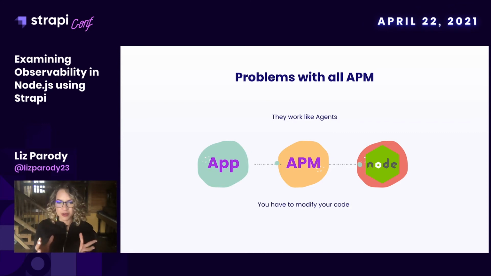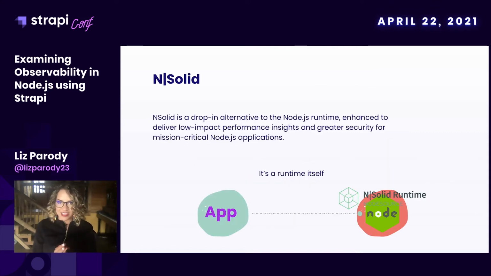It's an enterprise runtime for Node.js and it adds minimum overhead. I don't have to modify your code at all. NSolid. NSolid is a drop-in alternative for the Node.js runtime, enhanced to deliver low-impact performance insights and a great security for mission-critical Node.js applications. It has faster time resolution and zero code instrumentation. That means you don't have to change your code in order to implement it.